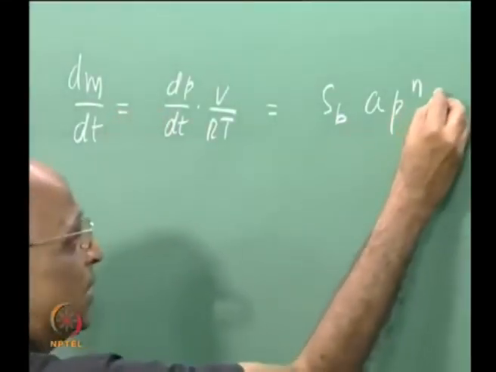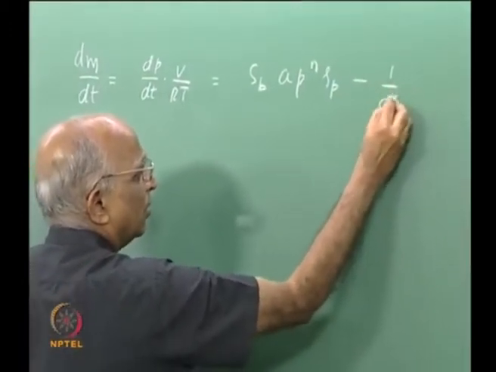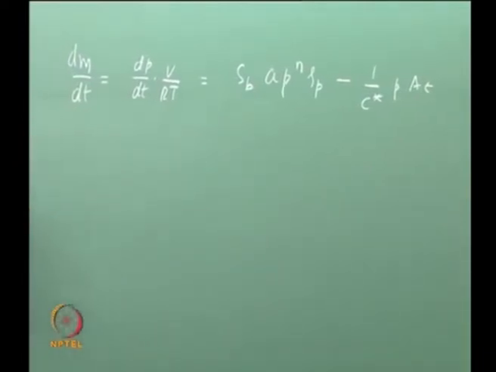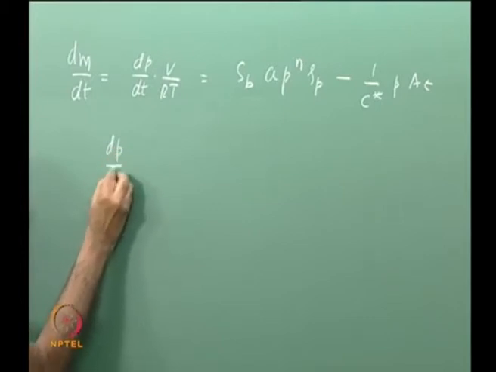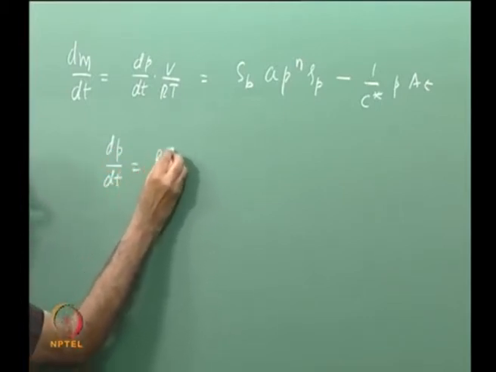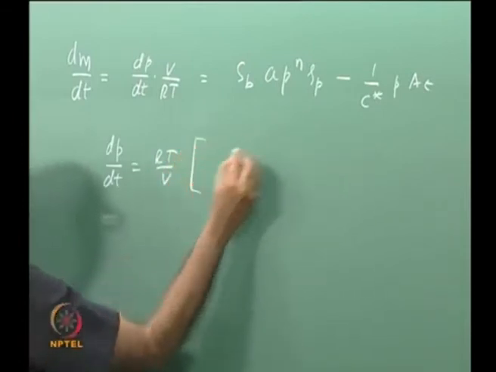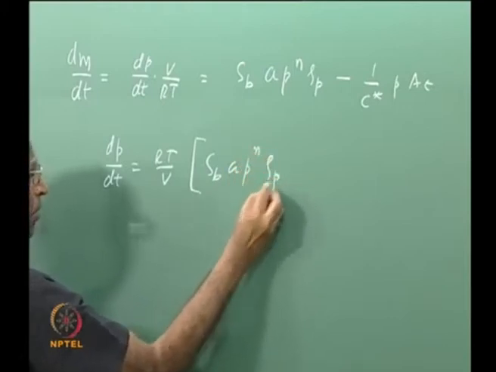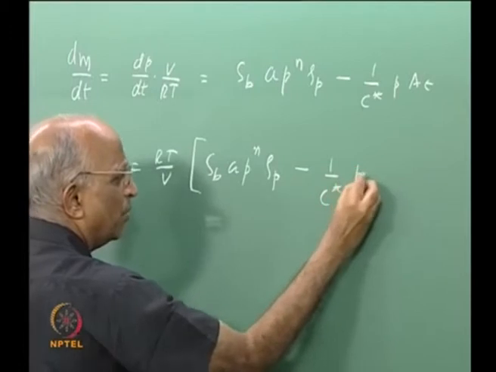into rho p, that is the rate at which mass is getting generated, minus 1 over C star into P into At. And therefore when we solve this equation, we got dP by dt is equal to RT by V, and then within the bracket, Sb a P to the power n times the density of the propellant, minus 1 over C star into P into At.